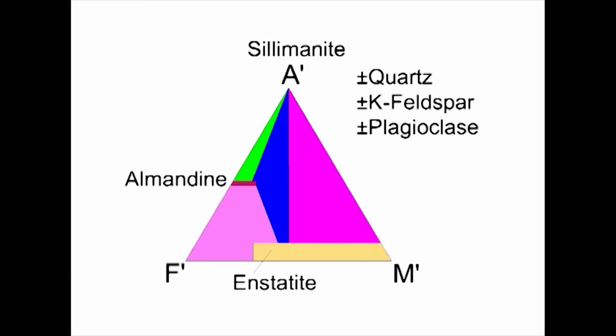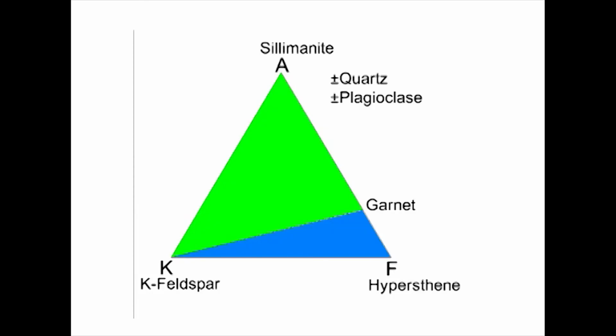Fourth assemblage is your sillimanite plus or minus hypersthene plus or minus potash feldspar plus or minus plagioclase plus or minus quartz, also known as sillimanite hypersthene gneiss. The fifth assemblage is your hypersthene plus or minus cordierite, potash feldspar, plagioclase, quartz, which is garnet free charnockite.